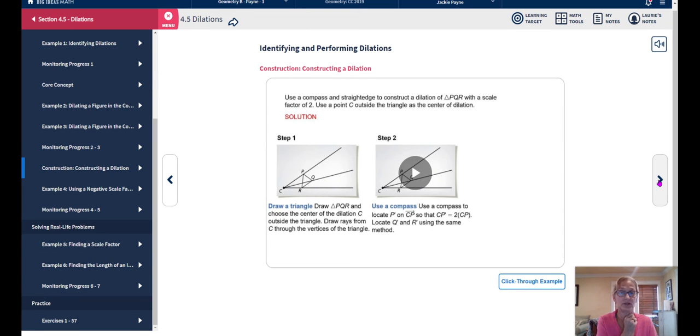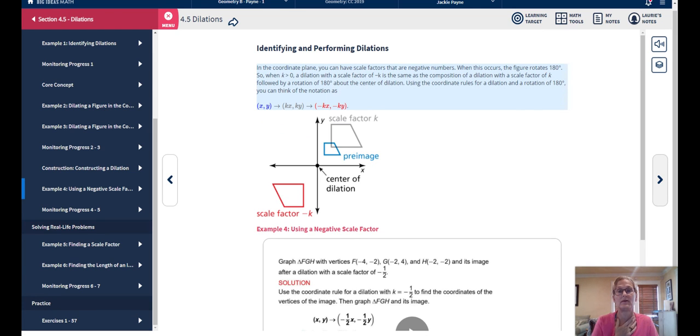And we're not going to do constructions. We haven't been doing them this year because of COVID. But notice that the different colors really help. So have your highlighters, your different colors, however that helps you. I always use highlighters and colored pencils. But one thing you can do to identify and perform dilations is that you can have scale factors that are negative numbers.